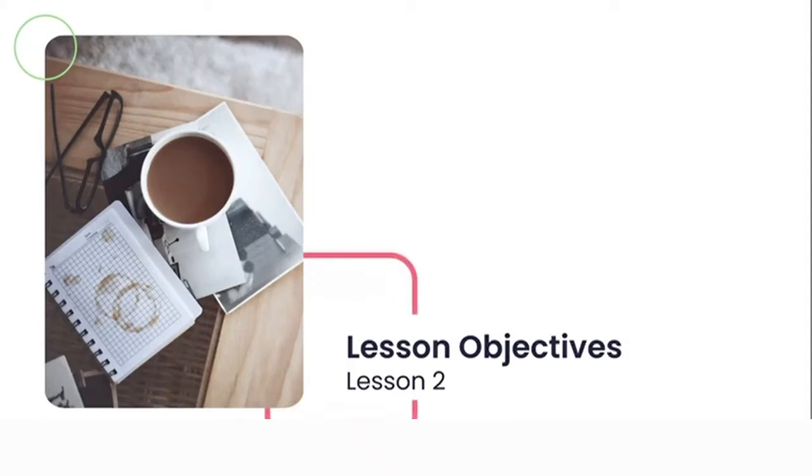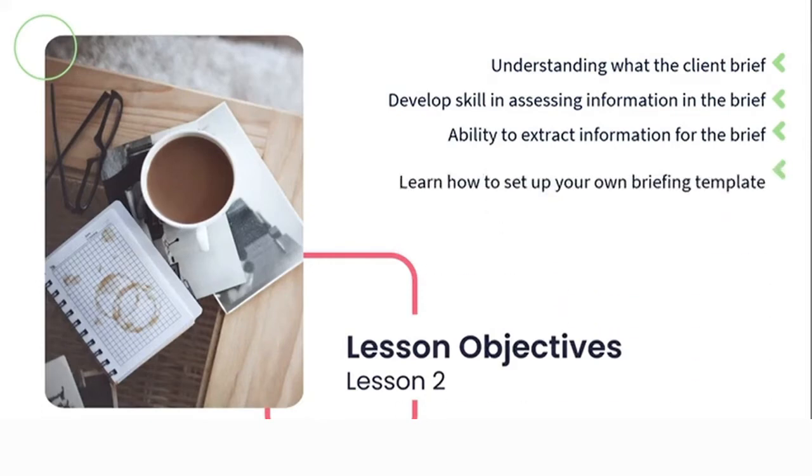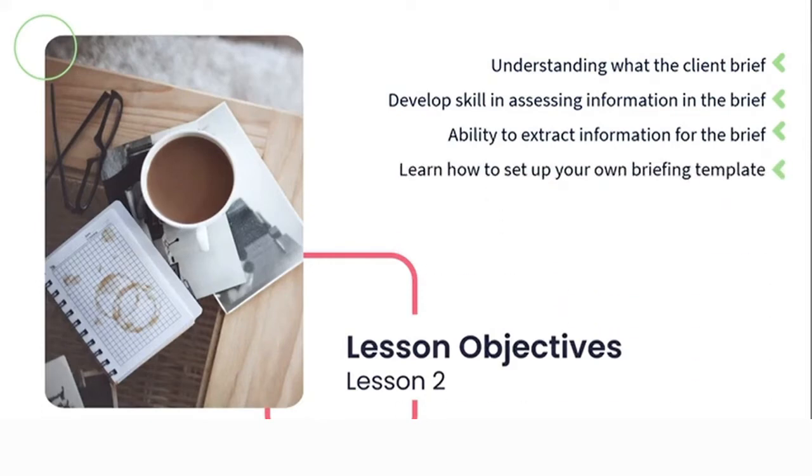We start this lesson off by looking at our core objectives for this lesson. Firstly, we understand what the client brief is and where it sits on our design timeline. We develop the skill in assessing what information goes onto your brief, as well as skill in extracting this information for your brief. We learn how to set up your own briefing template and develop an understanding of the possible scenarios that you as an interior designer may be exposed to.